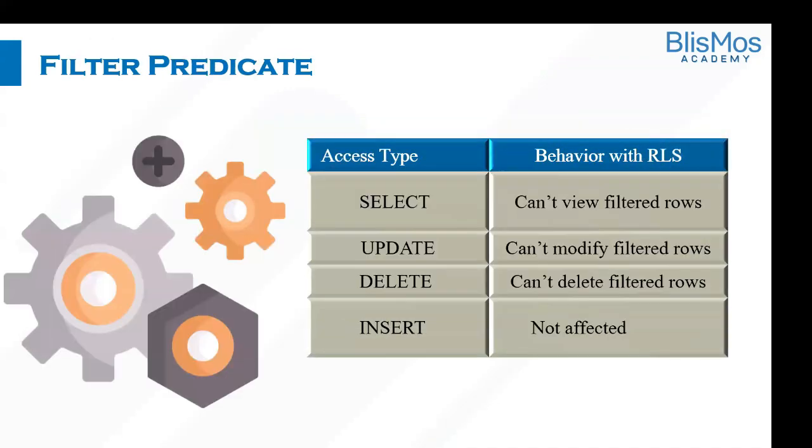Within the filter, you have different predicates, meaning conditions. If you are applying the predicate on a select, you can't view the filtered rows. If you are applying a condition on an update, you can't modify the filtered rows. If you are applying the condition on a delete, you can't delete the filtered rows. If you are applying a predicate on the insert, nothing gets affected there. These are the different predicate access types.